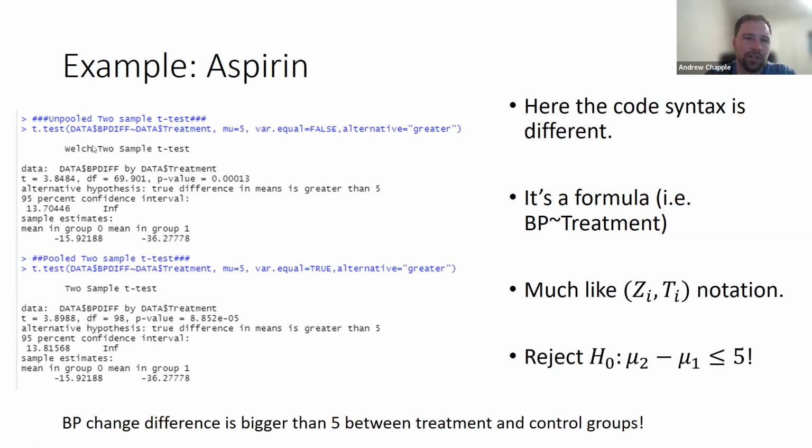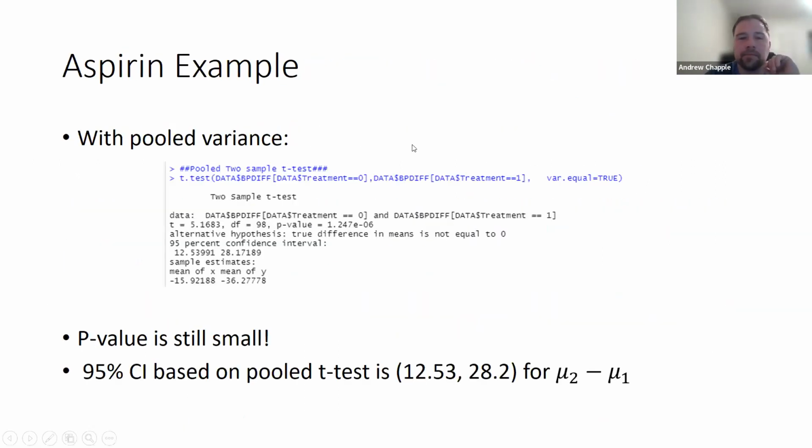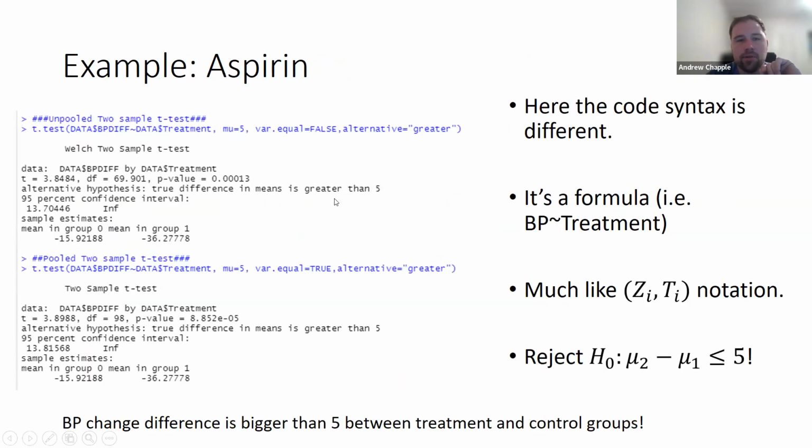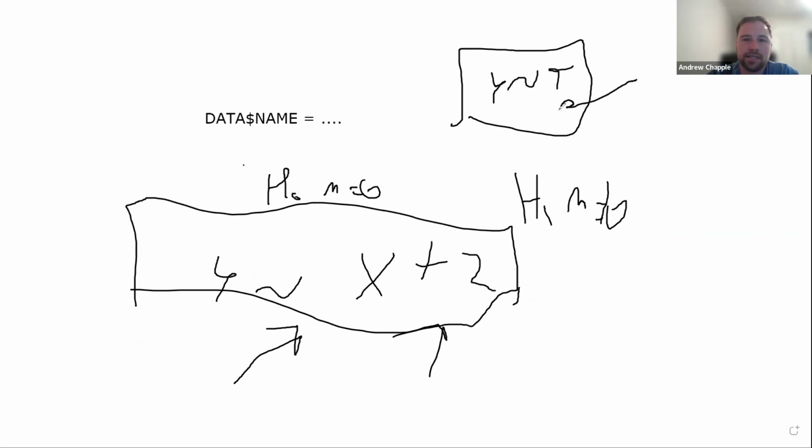I'm also doing this a little bit differently here. You can see on this last slide, I'm plugging in X and Y. Here, I'm plugging in a formula, and this formula looks like the box plot. I'm saying the blood pressure difference, tilde treatment. It's much like that Z I, T I notation. So if I plug this kind of thing into a t.test, R knows that I'm trying to split this out into 2 groups and do a 2-sample t-test.